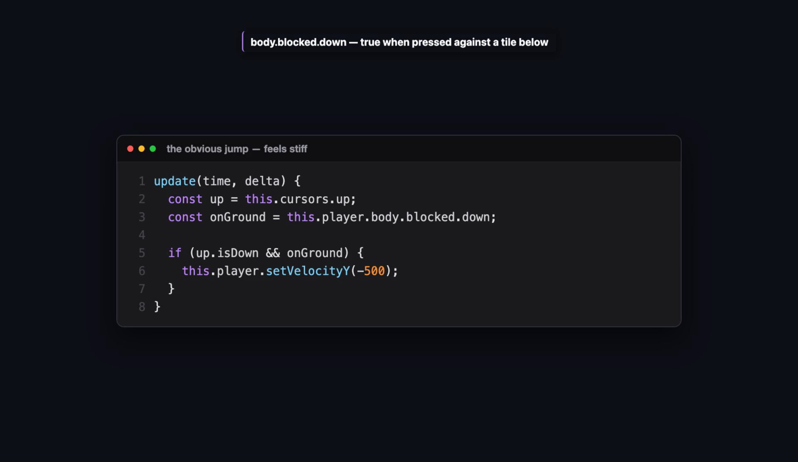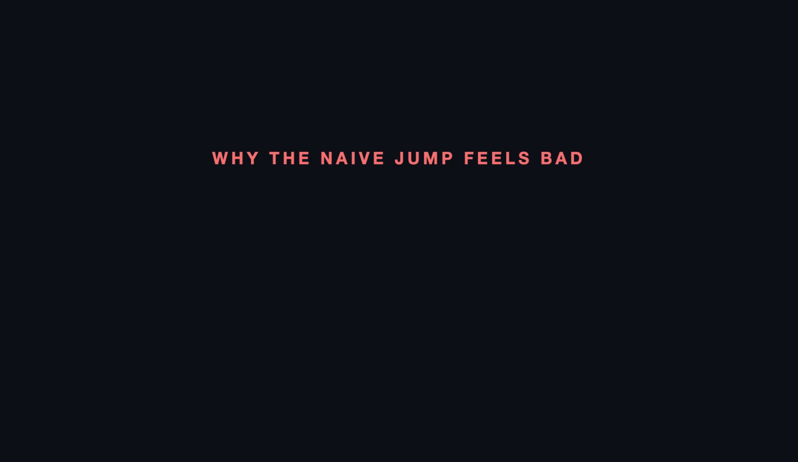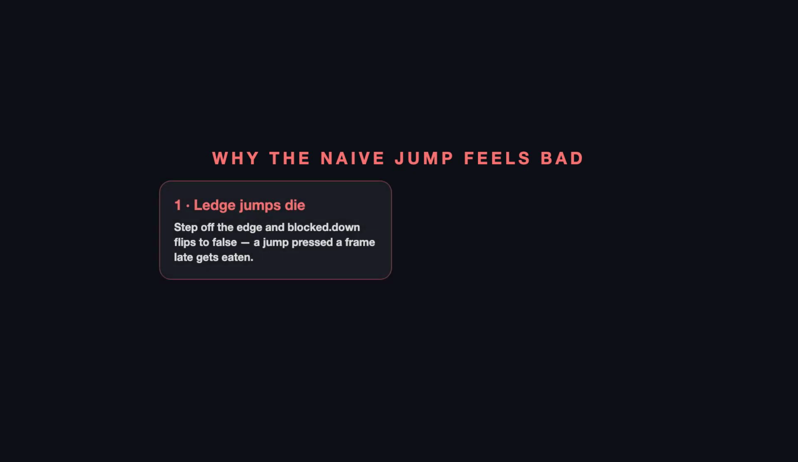On a platformer you read this: player.body.blocked.down. It's true when the body is pressed against a solid tile below it. Then, if the up key is down and we're on the ground, set velocity y to -500, and up we go. It works. But play it and it feels stiff, and there are two reasons why.